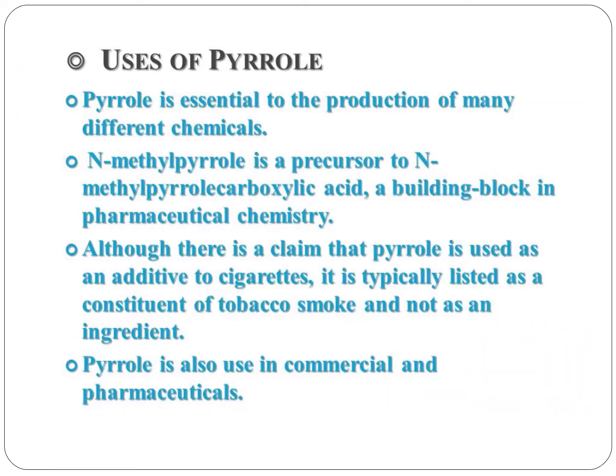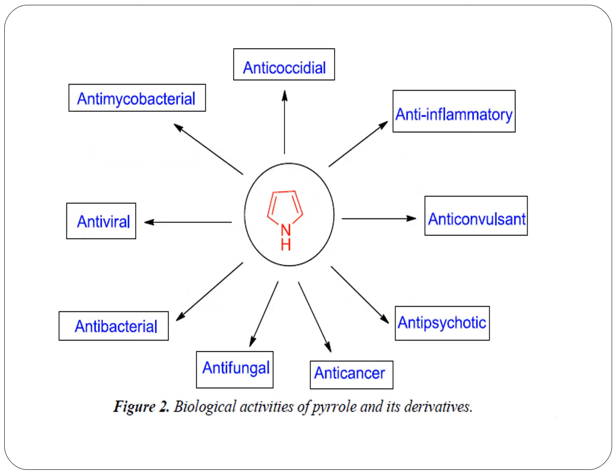Then, uses of pyrrole. Pyrrole is essential to the production of many different chemicals. Like N-methylpyrrole is a precursor of N-methylpyrrole carboxylic acid, a building block in pharmaceutical chemistry. Although there is a claim that pyrrole is used as an additive to cigarettes, it is typically listed as a constituent of tobacco smoke, not an ingredient. Pyrrole is also used in commercial products and pharmaceuticals.